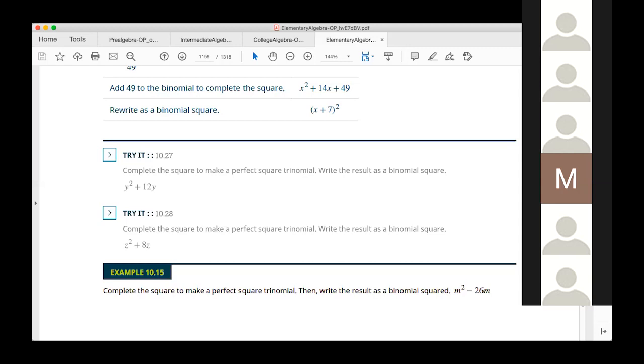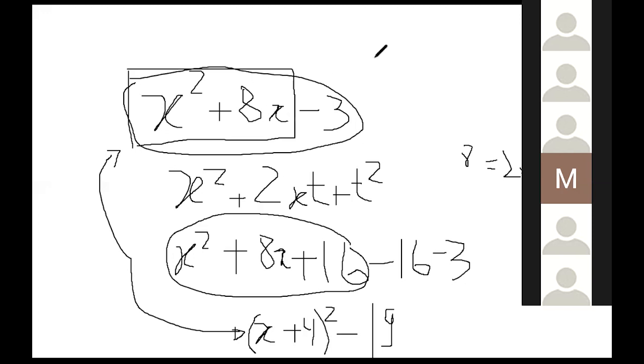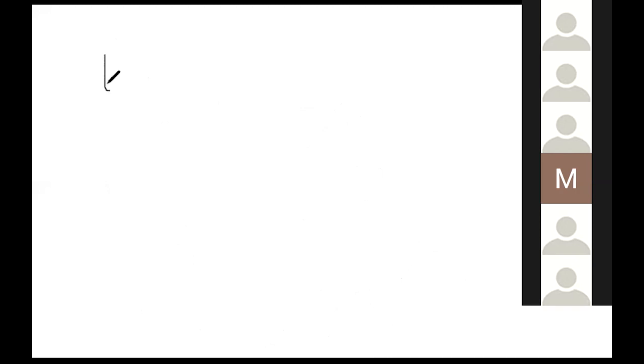Okay, so, can I close this window here? Okay, so guys, let's come up here. So I have y squared plus 12y. How can I complete the square on this? Let's ask somebody here.